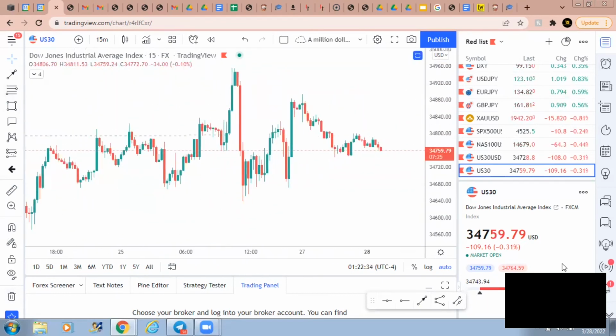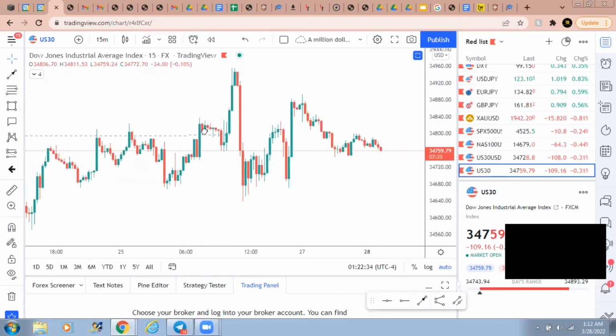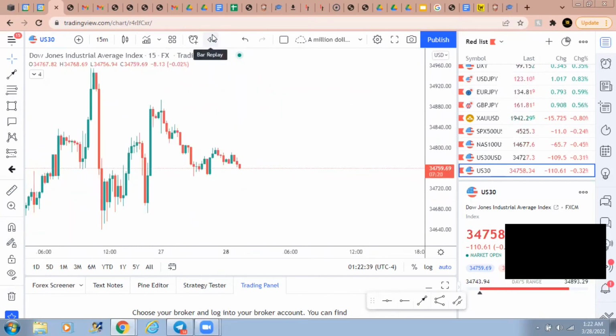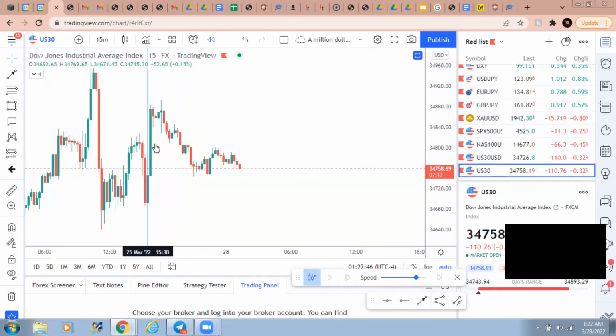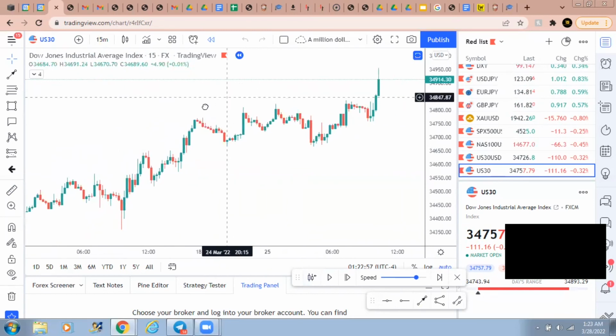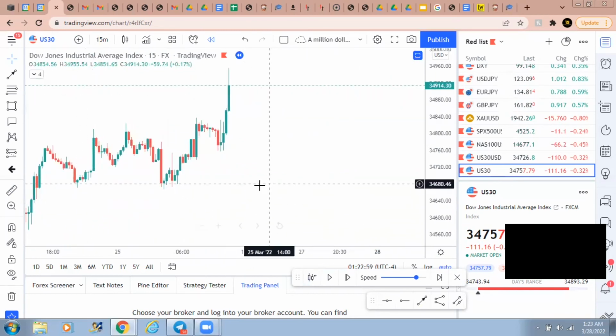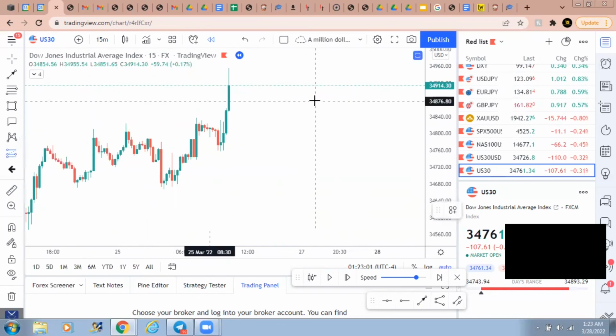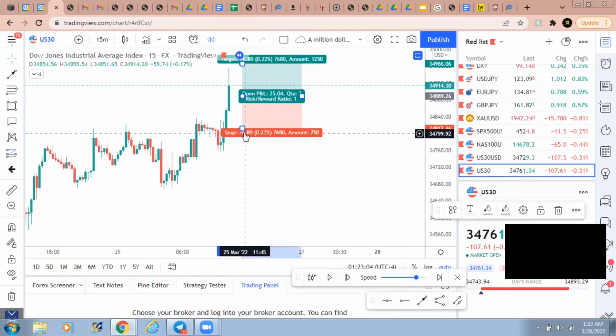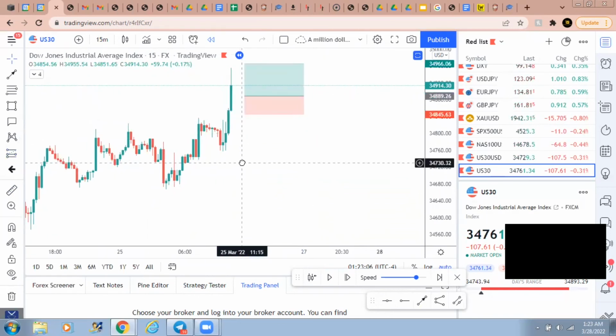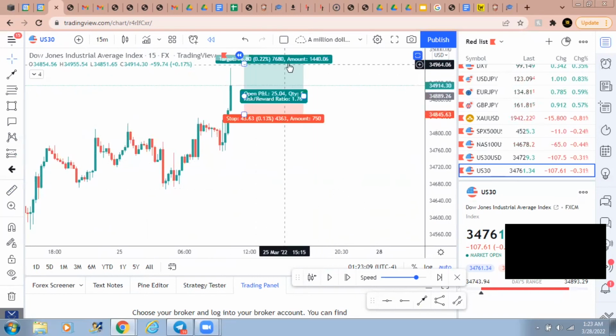Now, one question traders tend to ask me is, how do I backtest? So to backtest, you can literally go up here, and right here you see the bar replay button. You click the bar replay button, and you go back to any point in time you want to go to. So let's say I want to go to March 25th, right here. I can click it right there. Next thing I can do is, let's say I want to place a buy position right here, buy limit. I'm going to place my stop loss below here. And I place my TP up here, my target area, right?